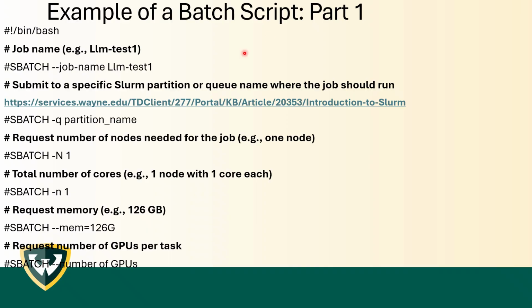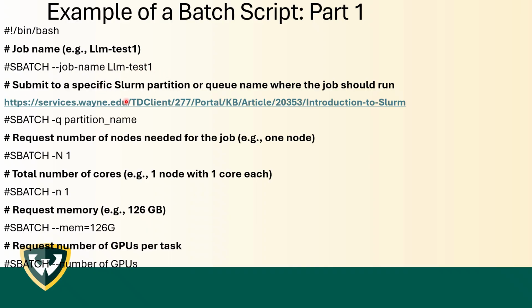Here we show an example of a batch script needed to run Llama2 on the WSU grid using GPUs. The first line in shell scripting is a shebang that specifies which interpreter, meaning which specific software, should run the script. Next, we can give a name to our job, which will be in this case LLM test1.